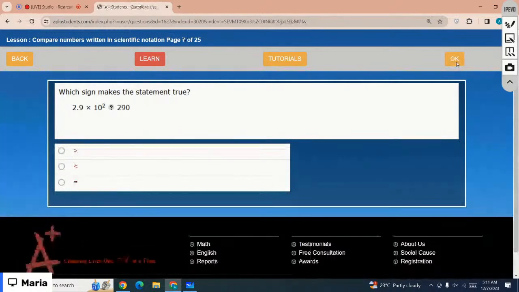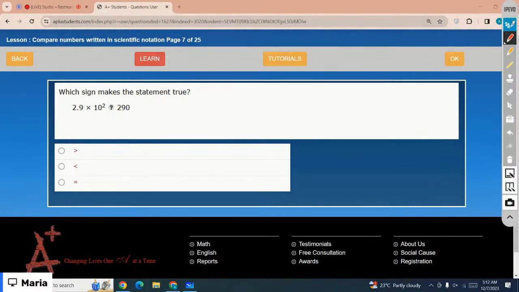Which sign makes the statement true? So, you need to convert 292 into scientific form, right? We have to move the decimal point from here to here, so that would be 2.9 times 10 exponent 2. So yes, they both are exactly equal. The correct option is equal, right?